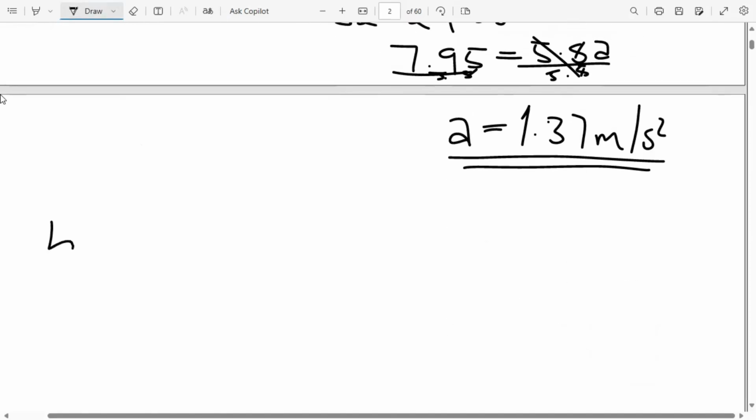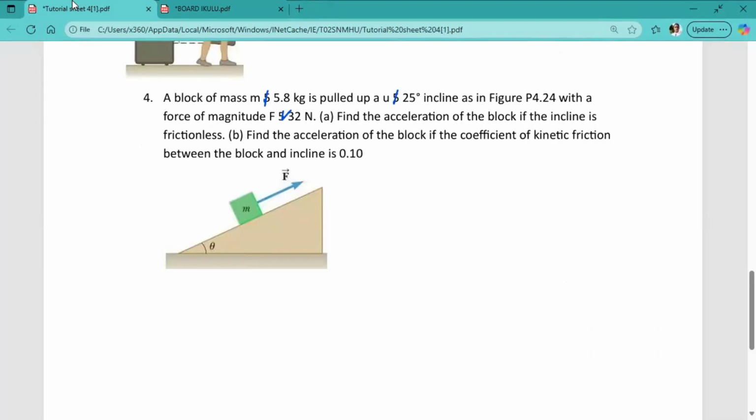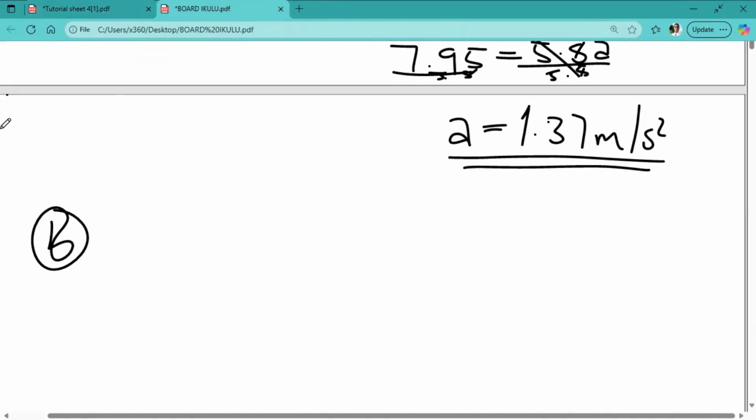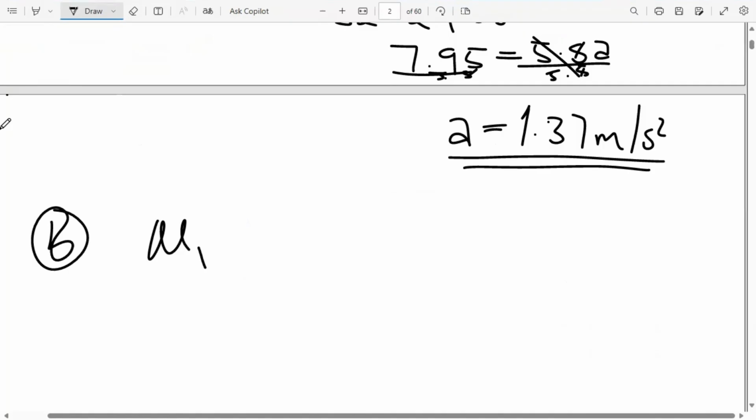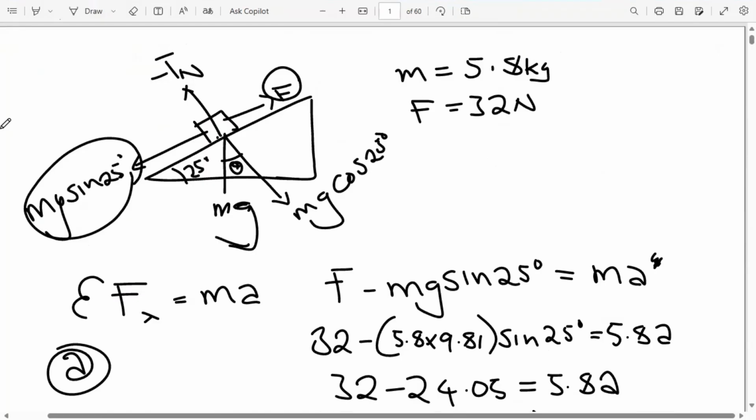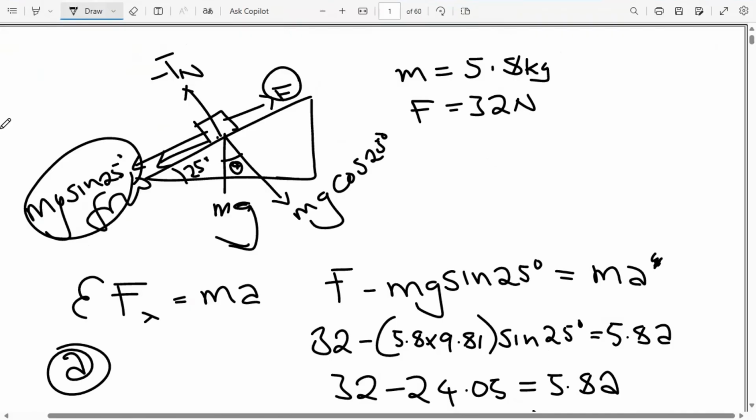On question B, we're going to use the same approach, but the only difference is that on part B, there is a coefficient of friction equal to 0.1. So here they've introduced mu k, which is equal to 0.1. So the same thing is going to apply. It's just that under these circumstances, we're going to have an extra force opposing the direction of motion, and this force is the force of friction.